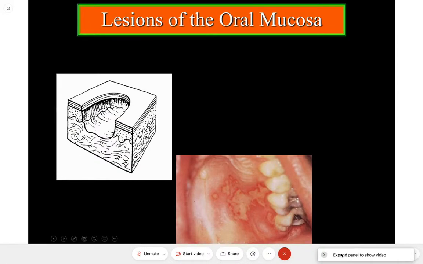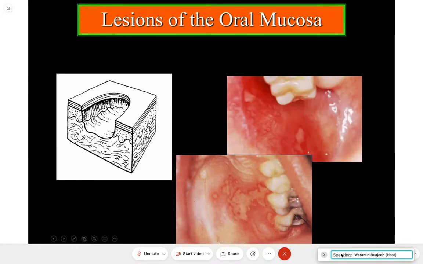This is the ulcer that I just mentioned. You can see the loss of all the epithelium and also involving the lamina propria of the connective tissue part. So the lesion is deeper than erosion. In the oral cavity, what you can see, the base is yellowish. And if it's inflamed, you can see the red margin around the ulcer.